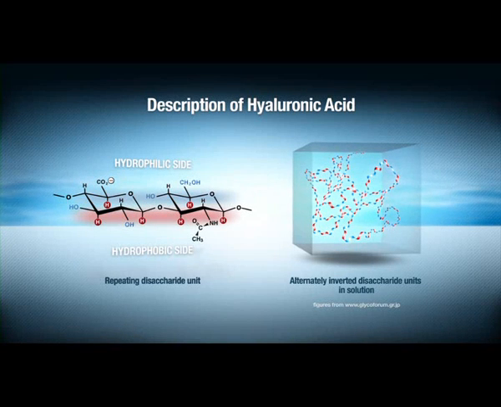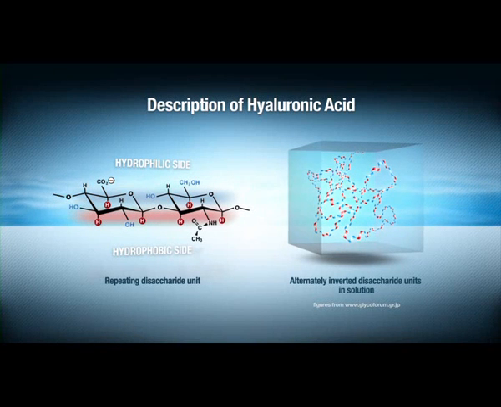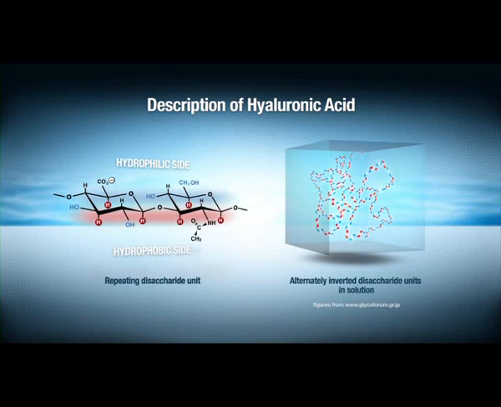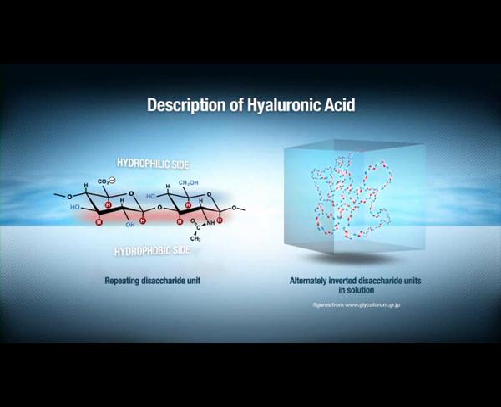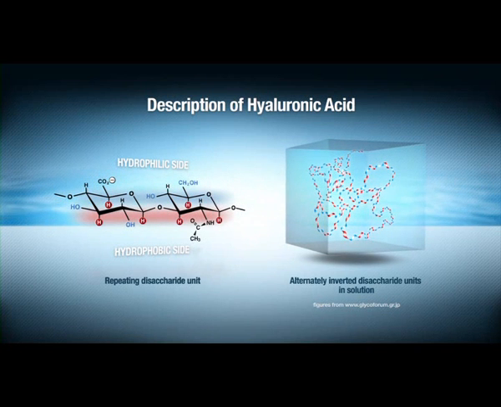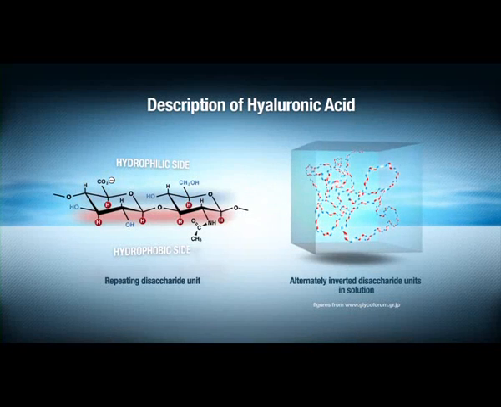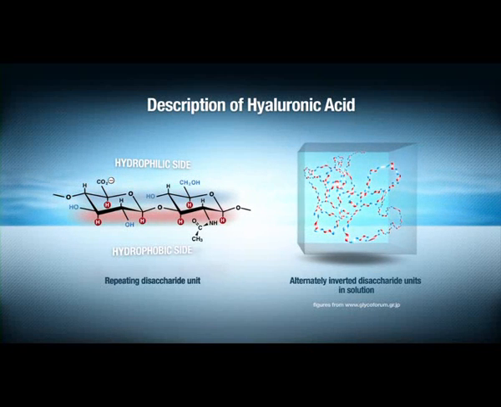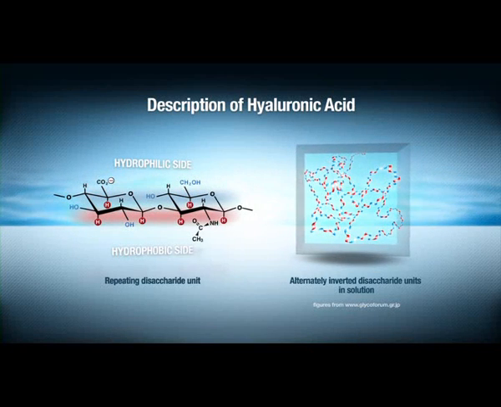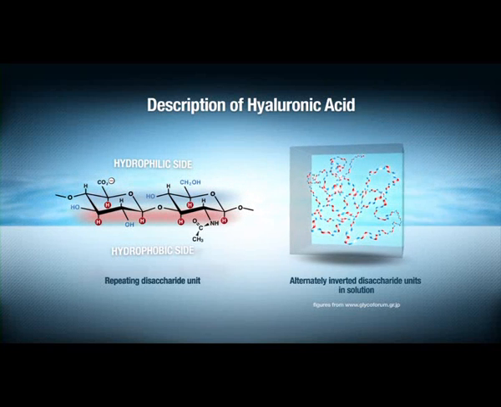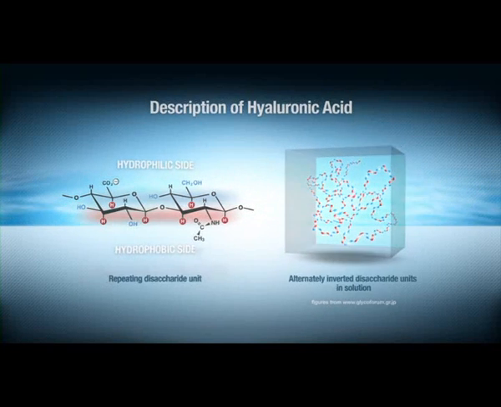HA plays an important role in joint lubrication, cartilage elasticity, wound healing, and cell proliferation. It retains large quantities of water and therefore controls tissue hydration. Through its viscoelastic properties, HA protects tissue against overuse and shock.